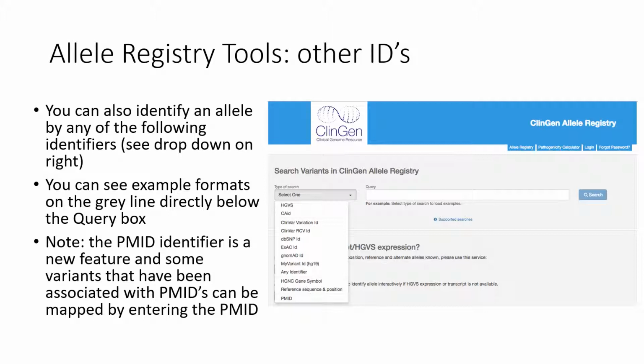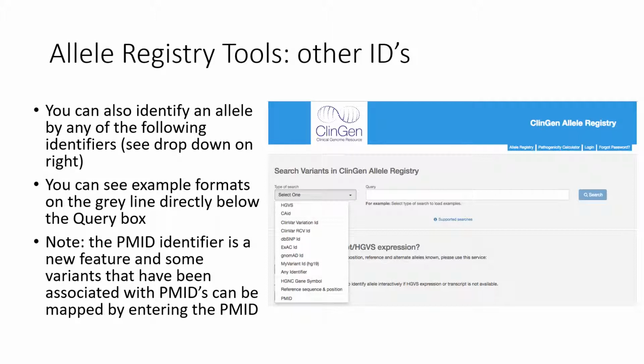Next, I just want to highlight there are a few other ways that you can identify alleles and find them in the ClinGen allele registry. If you go and select from the drop-down how you want to query the allele registry, you can see that you can also enter CA IDs, ClinVar variation IDs, ClinVar RCV IDs, dbSNP IDs, Ensembl IDs, gnomAD IDs, MyVariant IDs, another identifier, any one of these identifiers, an HGNC gene symbol, a reference sequence, and a position. And you can also identify a PubMed ID.